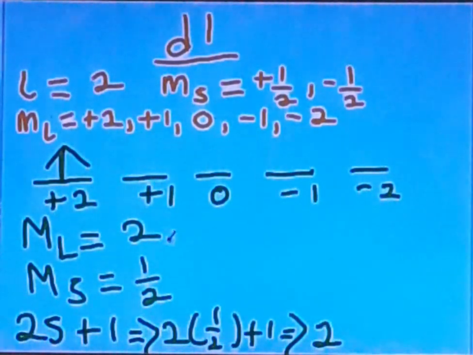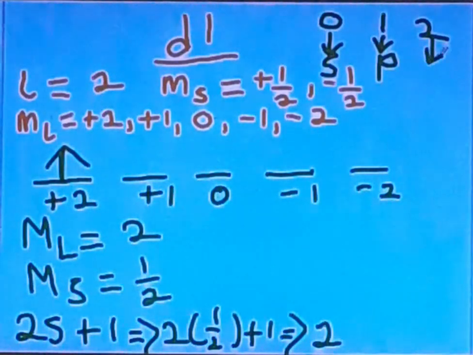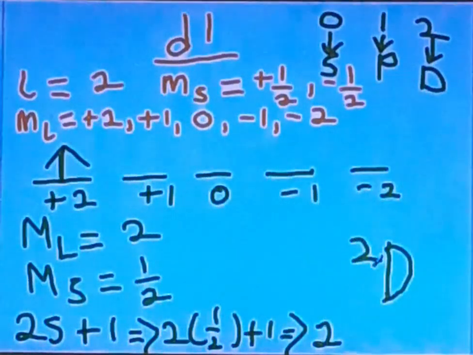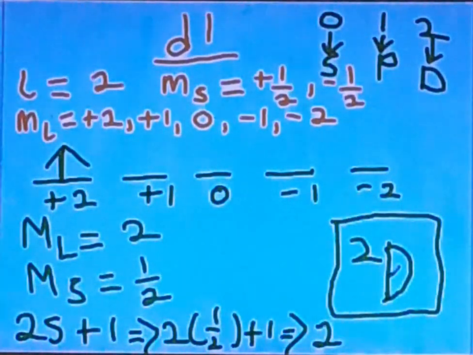Therefore, since we have the total orbital magnetic quantum number to be 2, from the previous video, we know that if you have it to be 0, it is an S term. If it is 1, then it is a P. If it is 2, then it is a D term. So since we have it to be 2, our term is a D term. And we have the spin multiplicity to be 2. So we write that one here. So the ground state term for a D1 atomic orbital is 2D.